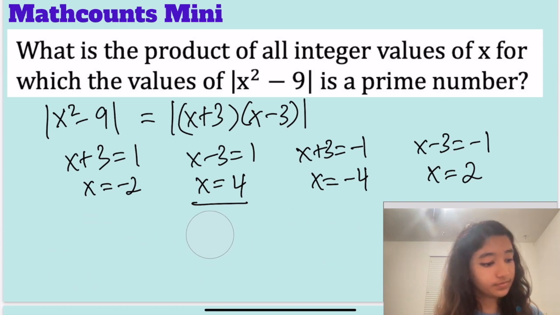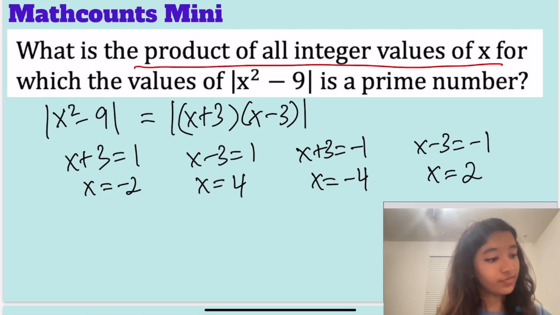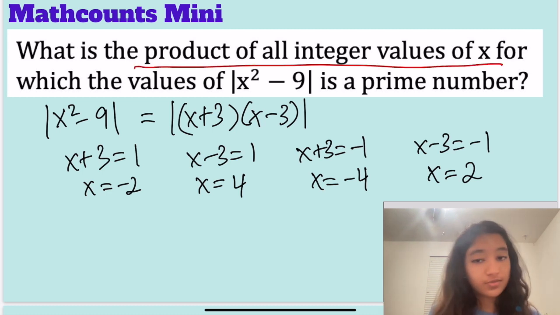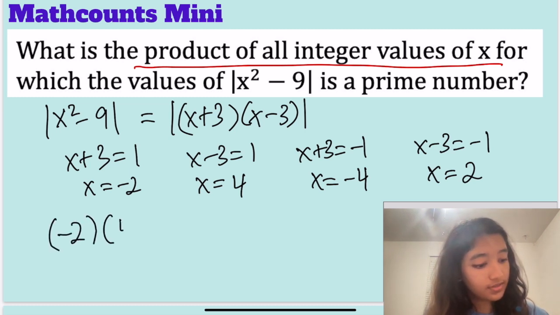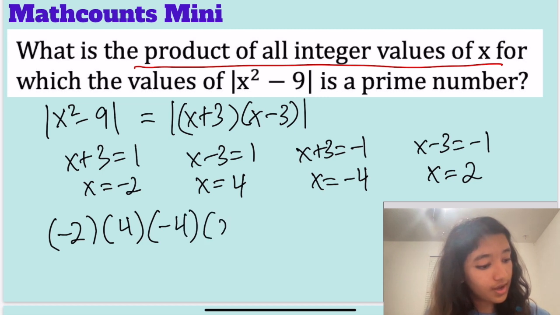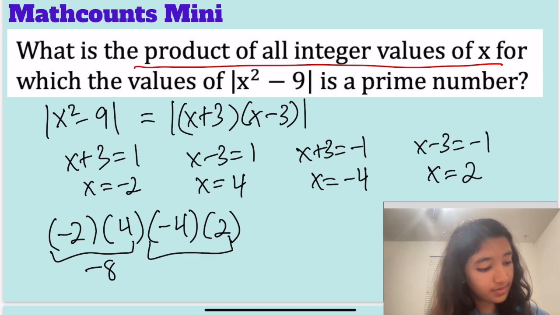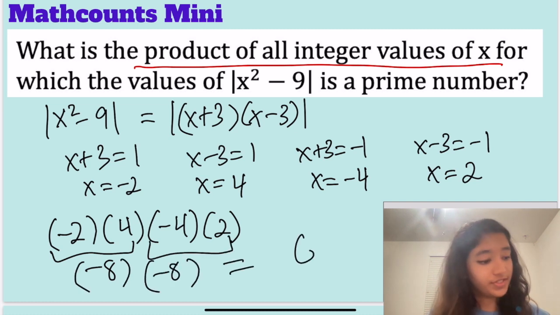So if you wanted, you could try that out with all of the solutions to make sure they work, and they will. And we see that the question is asking for the product of all integer values of x. So that means we just have to multiply our solutions together. So negative 2 times 4 times negative 4 times 2, that's just equal to negative 8 times negative 8. And that's equal to 64, which is our final answer.